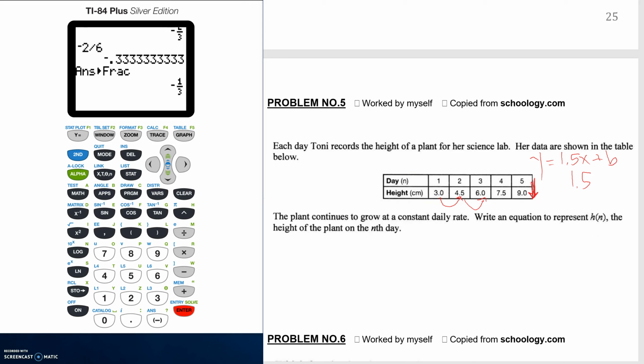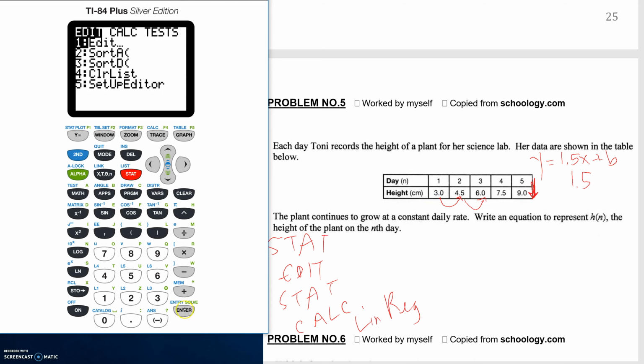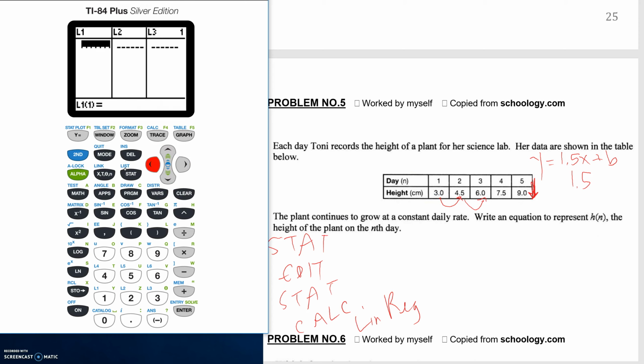We're not really going to be doing it like that. We're going to be doing stat edit, stat calc, and let the calculator give us the linear equation. So stat edit. If you remember, we go up to L1, press clear. It doesn't look like it did anything, but when it comes down, it's clear. Do that again for L2, and we're going to enter our data.